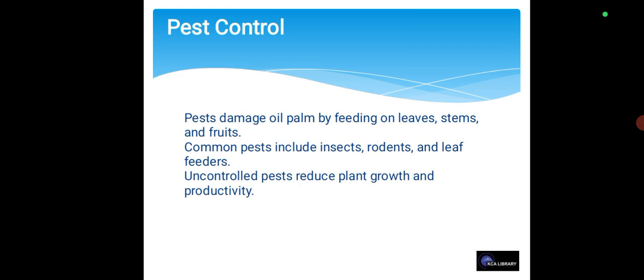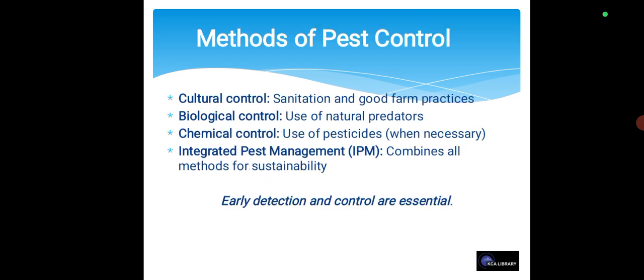So this pest attack can lead to defoliation. It can reduce the growth of the oil palm. It can lead to poor fruit formation, and in severe cases, it can even lead to the death of the plant. So what are the methods of controlling these pests? First, we can make use of the cultural method. Cultural control involves farm management practices that reduce pest population and breeding conditions.